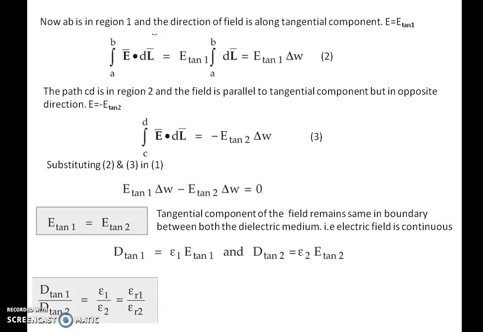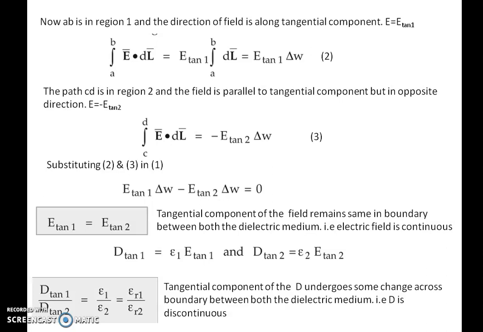Substituting D tan 1 by epsilon 1 in place of E tan 1, and D tan 2 by epsilon 2 in place of E tan 2, you will get D tan 1 by D tan 2 equal to epsilon 1 by epsilon 2, which is equal to epsilon R1 by epsilon R2. So we can say the tangential component of flux density is proportional to the permittivity of the dielectric medium, so it changes with respect to the dielectric medium. So we can say the tangential component of D is discontinuous. So this is the tangential component of the field and the flux density.